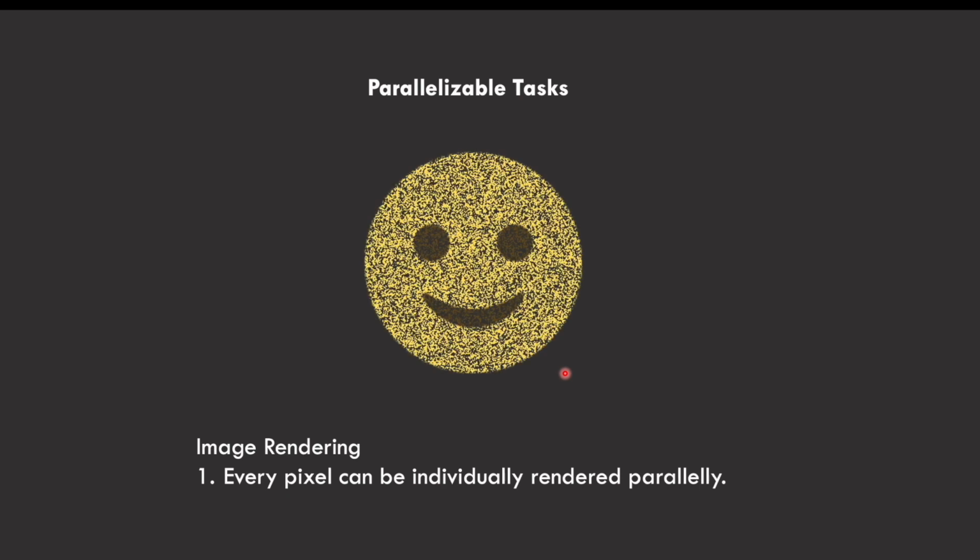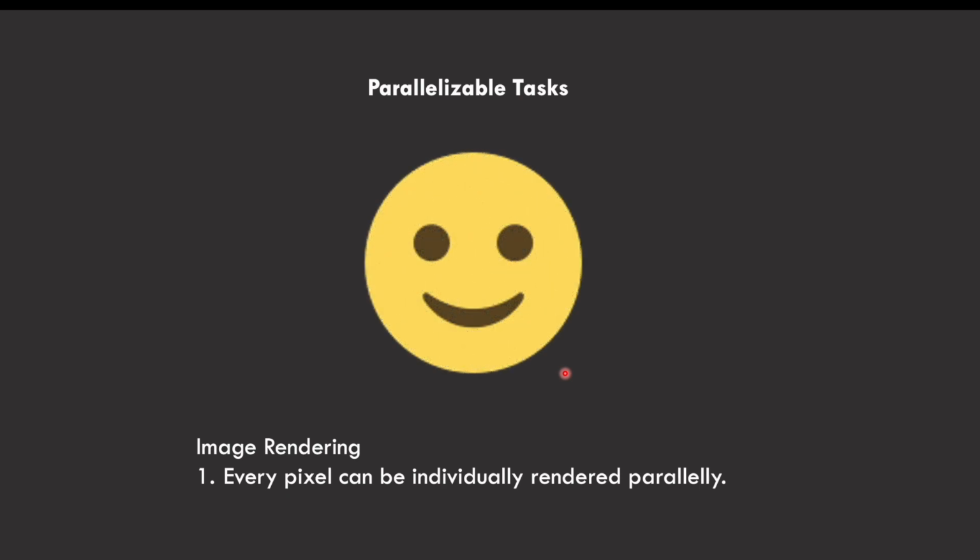The final example that I want to look at is image rendering, where each pixel can be individually rendered in parallel, right? You can individually render each pixel like so. This is an example of a parallelizable task as well.